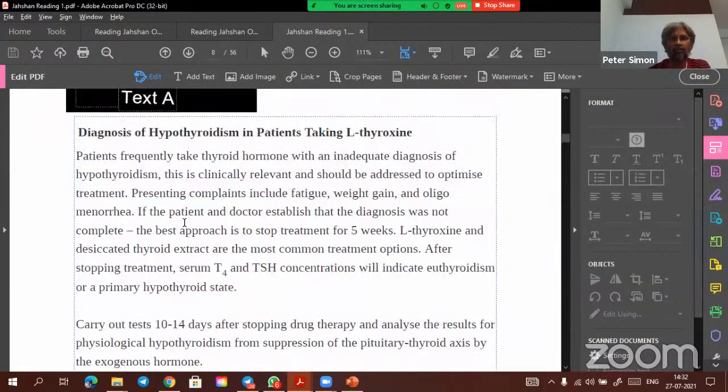Now, this is the same thing. This is the diagnosis of hypothyroidism in patients taking L-thyroxine. This is the title given. He has changed the title and is giving a different style now.